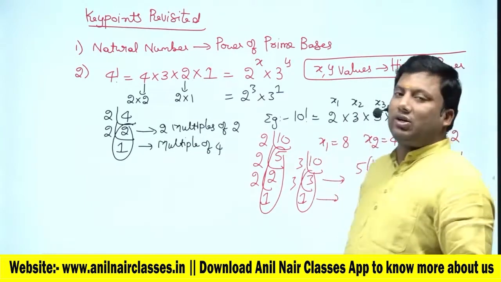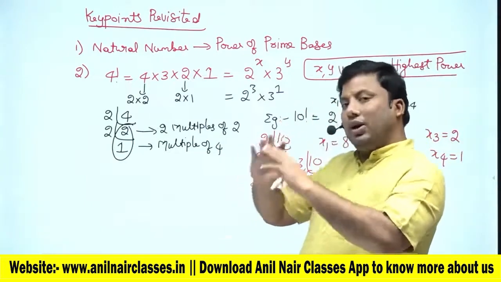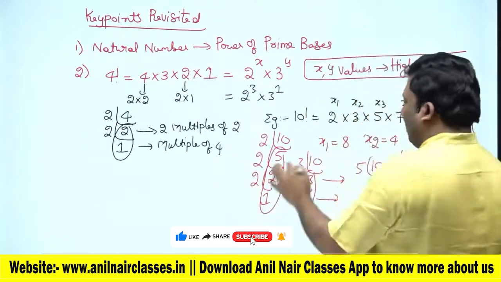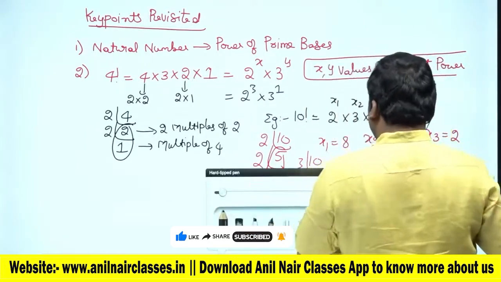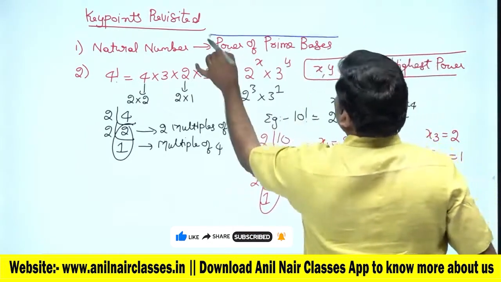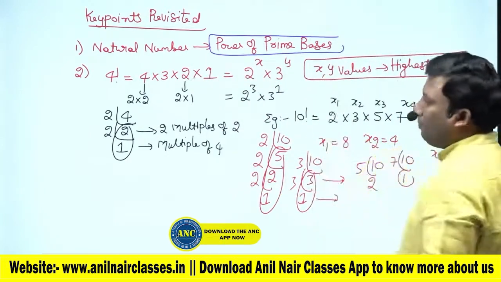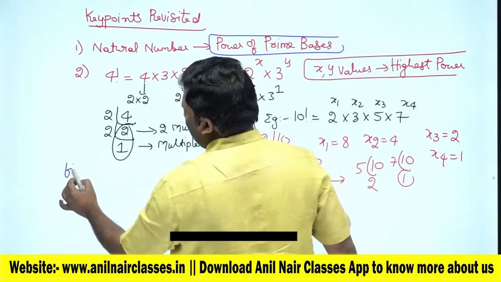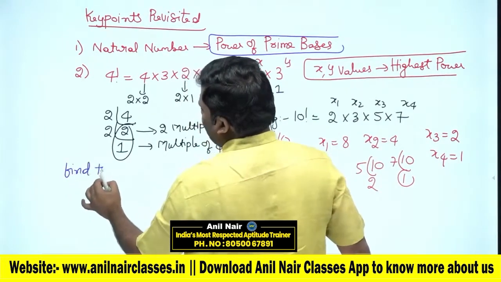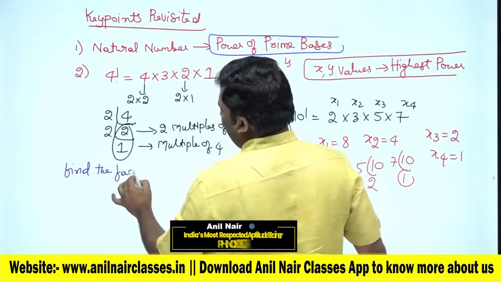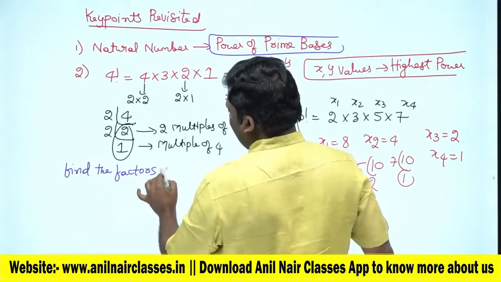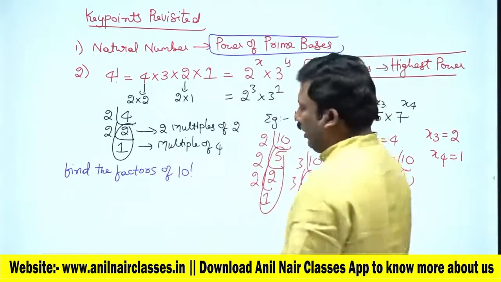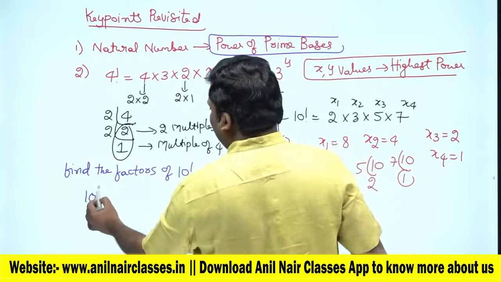First, whenever a factorial is given, it represents a natural number. Every natural number can be written as a power of prime bases. Every composite number, try to translate into powers of prime bases. Third, suppose the question is asked like this: how many factors are there for 10 factorial?